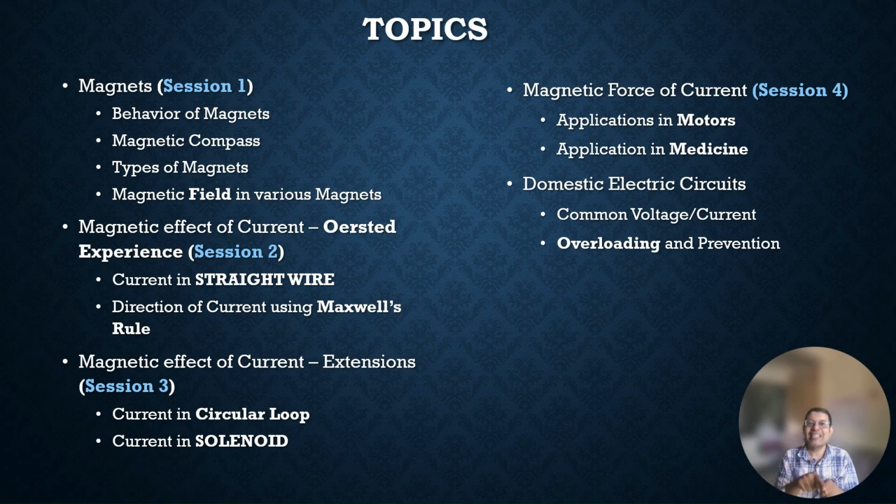And in the final fourth session, we will see how this magnetic field produces a magnetic force, and how that magnetic force can then be applied to create all our appliances, which are our motors, and how it is being used in medicine as well. And then finally we are also going to see domestic electric circuits, what are the common voltage and current points. And then we are going to see what causes overloading in our homes, like sometimes fire can come in our home, and how to protect our homes from getting overheated and charred.